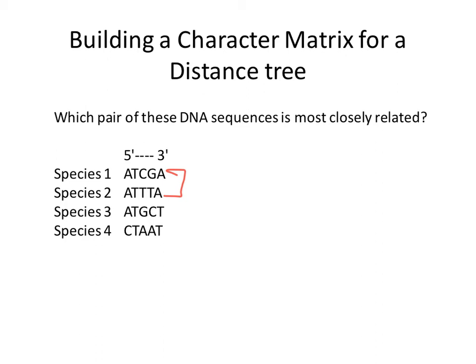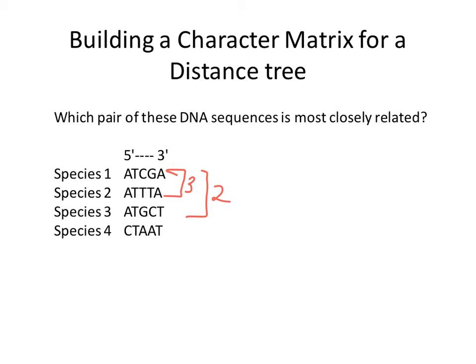1 and 3. So that has 2 shared nucleotides. The first A and the first T. Species 1 and 2 have how many shared? 3. So they must be more closely related or more distantly related species? More closely related. They share more characters, they share more traits, they're more like sister species.